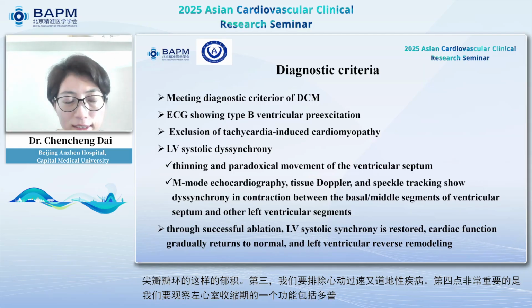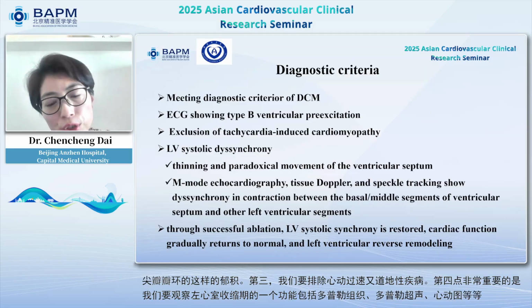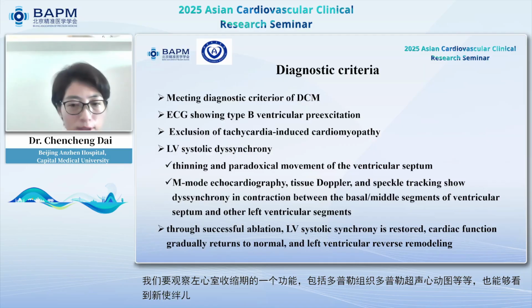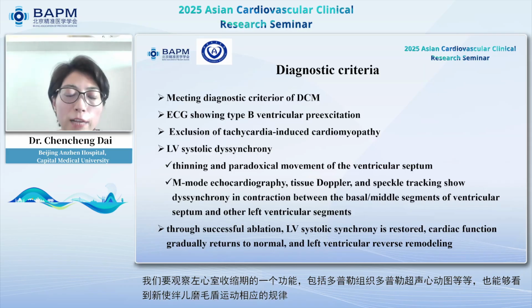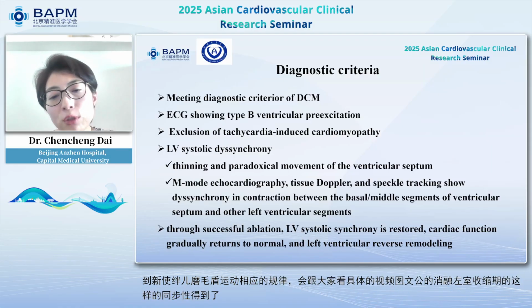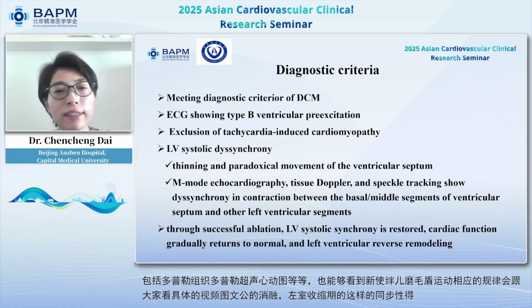We can see thinning and paradoxical movement of the ventricular septum. I will show you later by the movie. Through successful ablation, left ventricular systolic synchronicity is restored. Cardiac function gradually returns to normal, with left ventricular reverse remodeling.